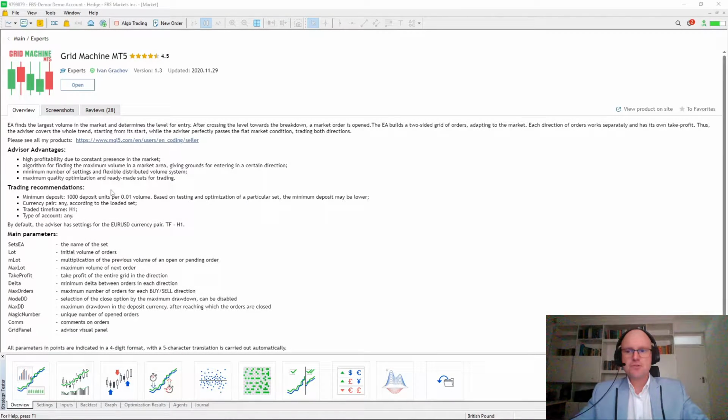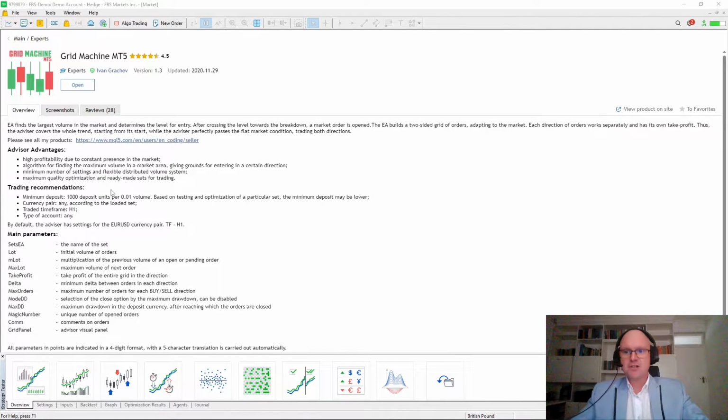So our featured robot for today is the Grid Machine EA, and it uses the largest volume in the market to determine the levels for entry. After crossing the levels towards the breakdown, a market order is then opened, and from then the EA builds two sides of grid orders, adapting as the market moves.